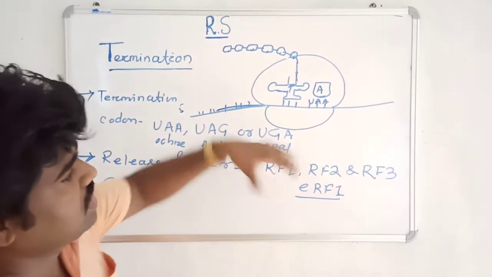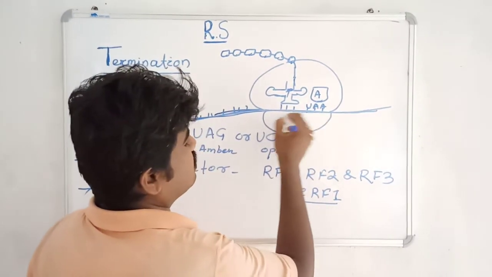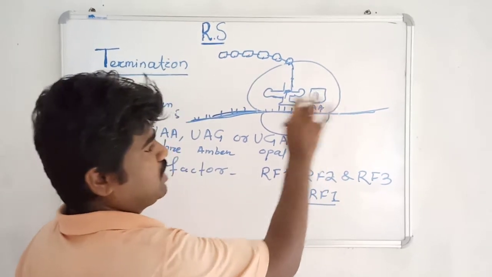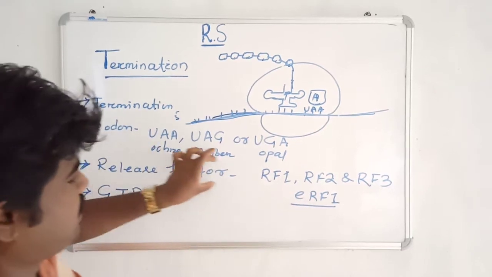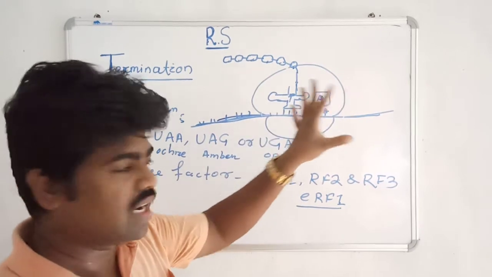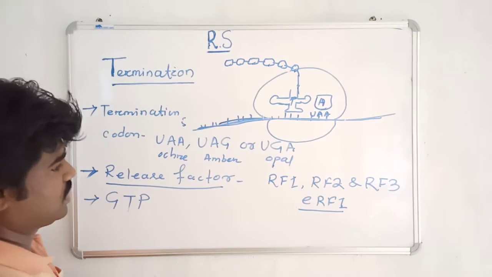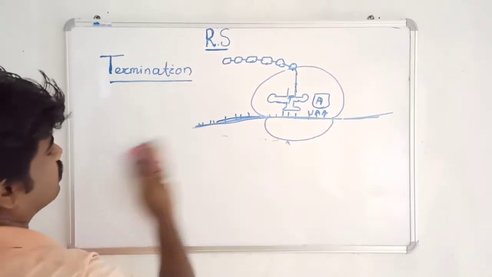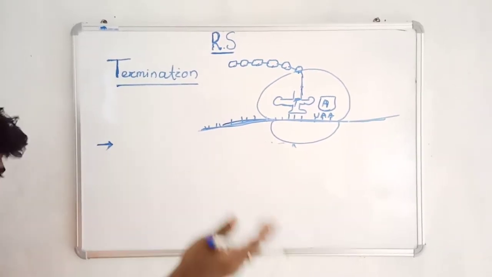So let's see how this event occurs. Now this is the mRNA and this is the ribosome, and the A site has this termination codon. So this release factor has a major role in terminating the process. So let's discuss this release factor, how they bring about the termination process. So in prokaryotes there are three release factors, that is RF1, RF2, and RF3.